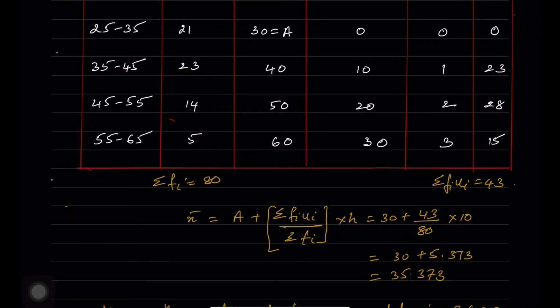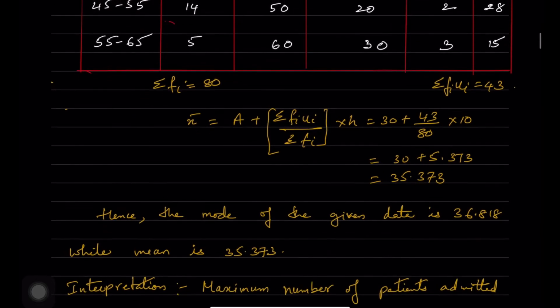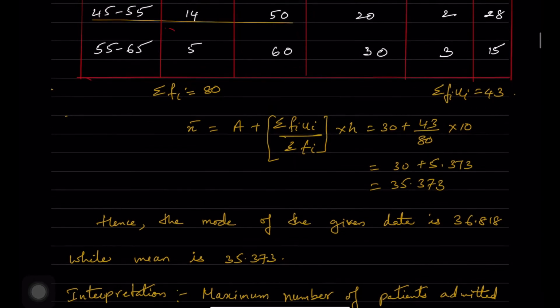So this is the last value. It's not 60, it is 15. So here 5 into 3 is 15. Now putting all these values in the formula, we get sigma fi is 80, sigma fi into ui is 43. So x bar is equal to a plus sigma fi ui divided by sigma fi into h. Here the assumed mean is 30 plus 43 by 80 into 10, which is 30 plus 5.373, which is 35.373.